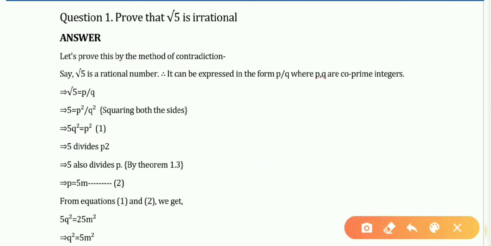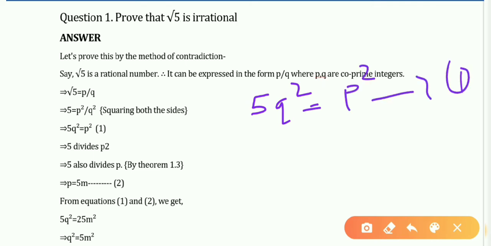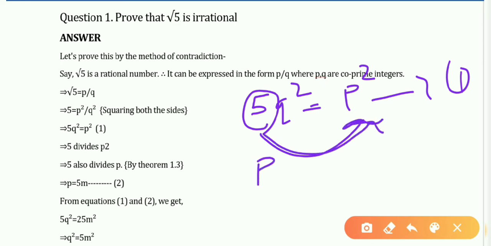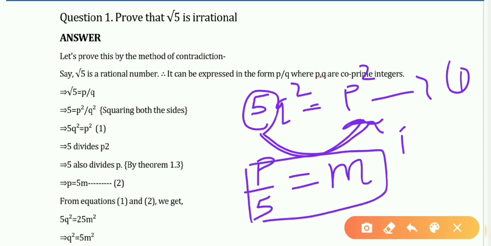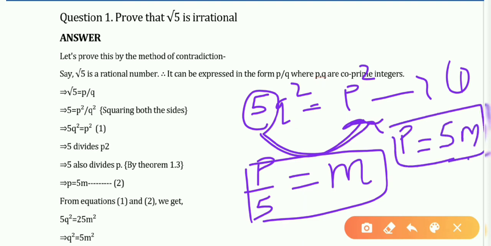Students, look at here. If 5q square is equal to p square, what does this mean? This means 5 divides p square. And if 5 divides p square, this means 5 divides p also. And if 5 divides p, it means there exists an integer m. So students, I can write p in terms of 5m, where m is any integer. So I am writing here p is equal to 5m, and this is equation 2.